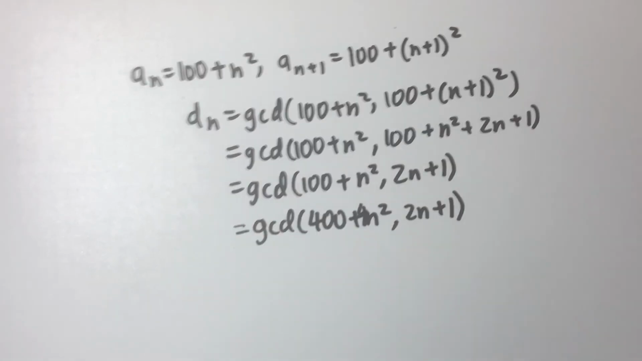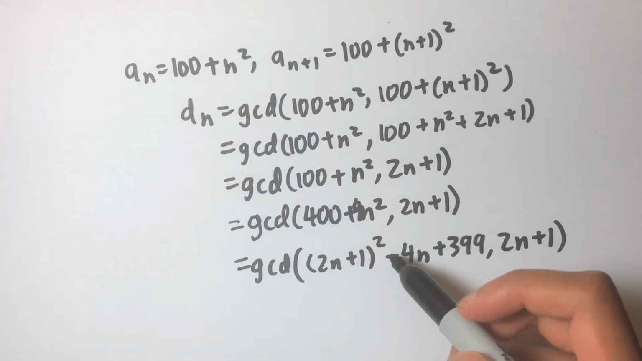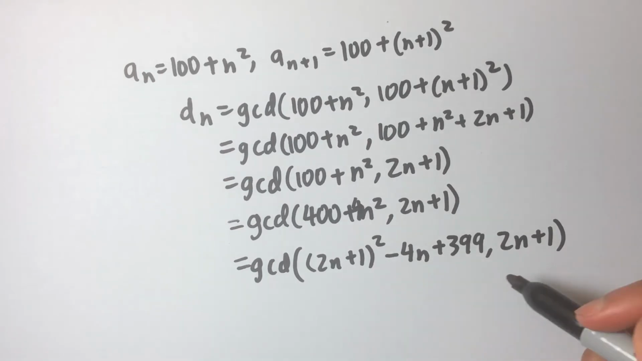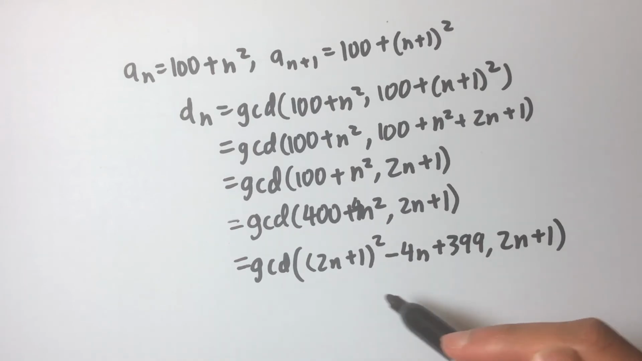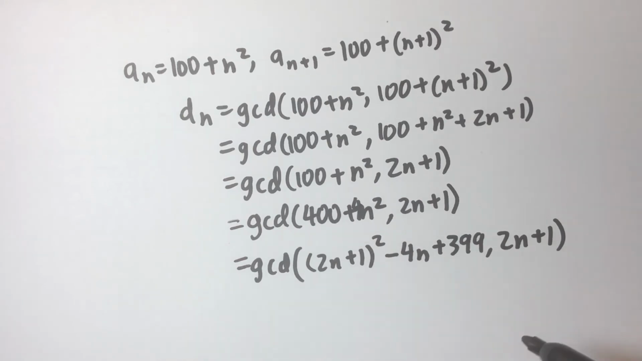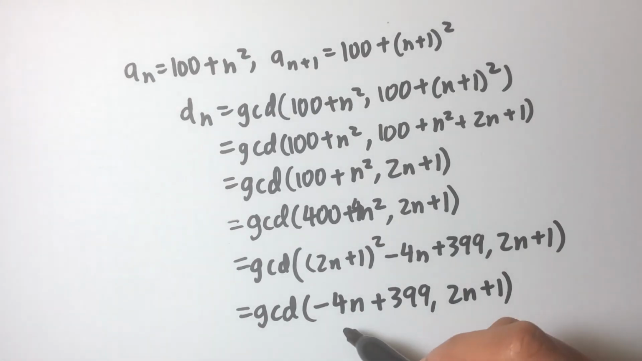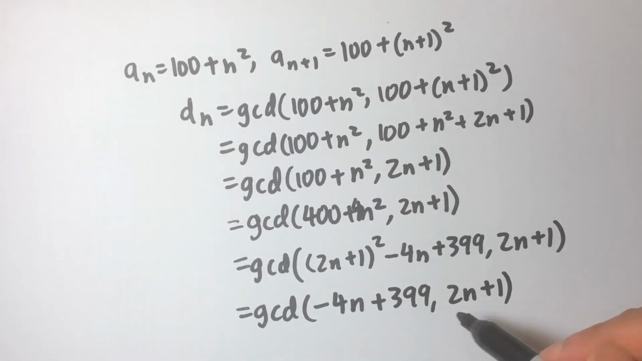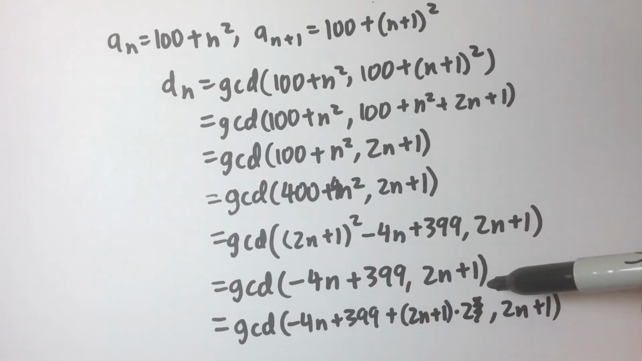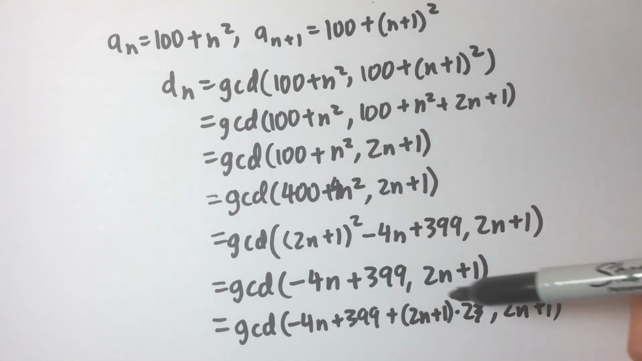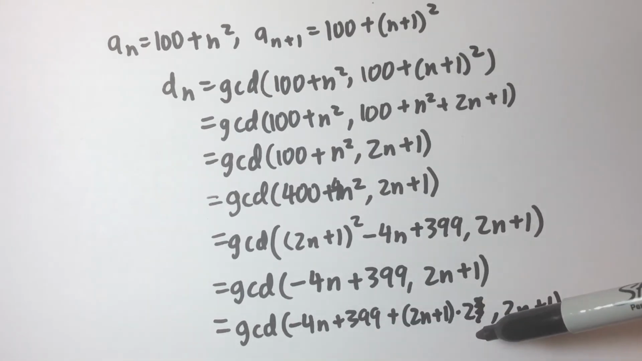So here we write it as the greatest common divisor of (2n plus 1) squared minus 4n plus 399 and 2n plus 1. Now we can subtract 2n plus 1 or any multiple of it from both sides. And that gives us the greatest common divisor of negative 4n plus 399 and 2n plus 1. Now if you think about it, we can actually do the reverse as well, and we can take this and add a multiple of 2n plus 1 to it and get the same greatest common divisor.